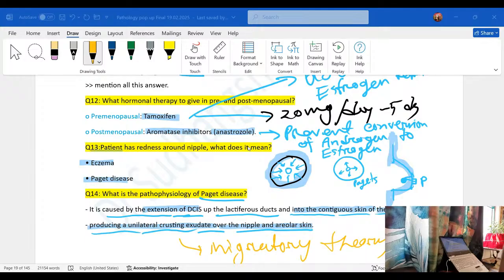It is the extension of the ductal carcinoma in situ up to the lactiferous duct and into the contiguous skin of the nipple, producing unilateral crusting exudative lesions over the skin and the nipple.